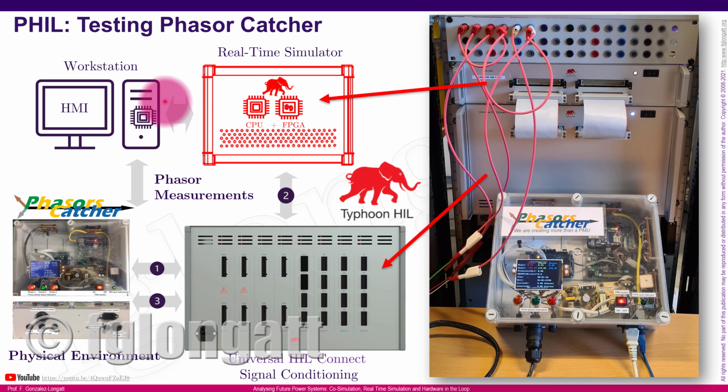Here is the physical layer. You have the workstation, you have the real-time simulator, going to the universal HIL connect, and here we are generating signals for voltages. And finally closing the loop, but in this case we are closing the loop using an Ethernet cable. As you can see here on the right bottom, there is an Ethernet cable going to the workstation, and then we can record the phasor measurement units over there.